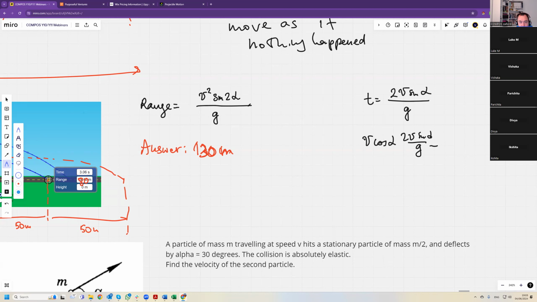All right, so there's a formula. So that's 30 squared multiplied by sine 2 times 30, so sine 60 divided by g, well, divided by 10. So that's 900 times sine 60. Sine 60 is square root of 3 over 2. So 900 times sine 60 divided by 10, 78 meters. Okay, slightly off, but you got the point.